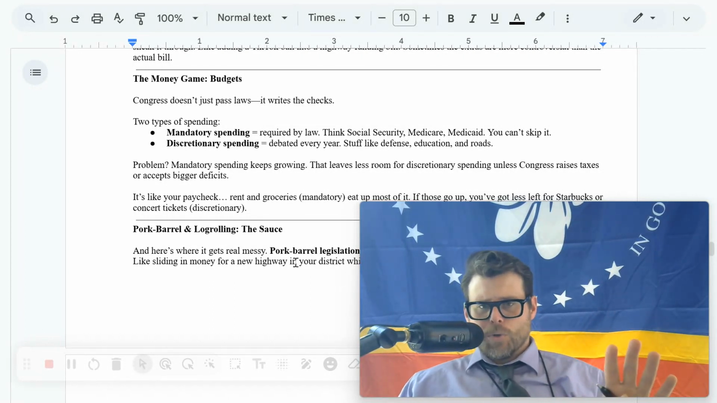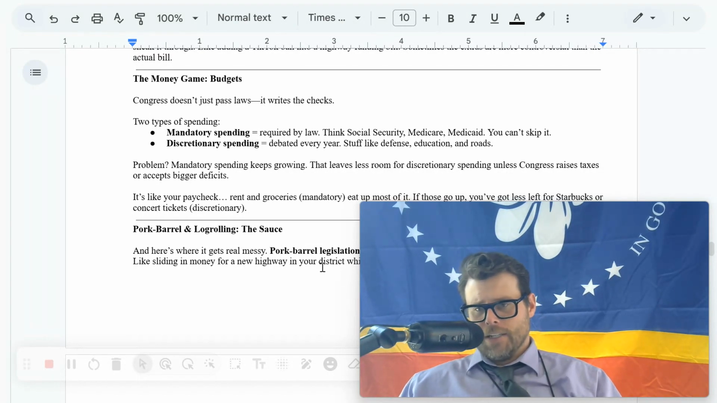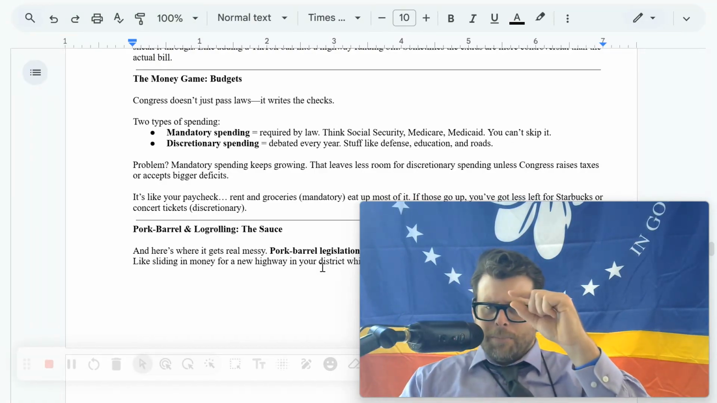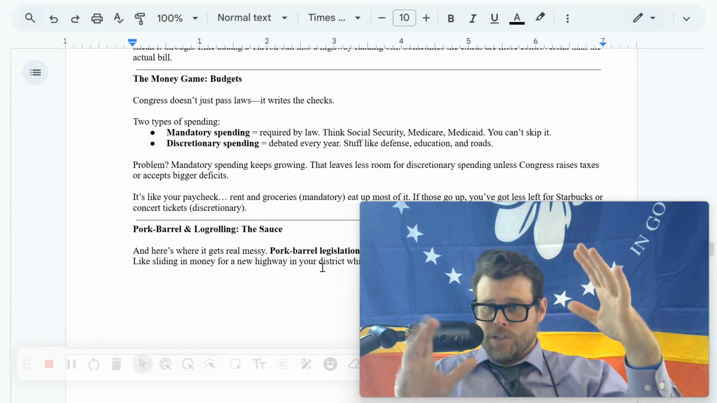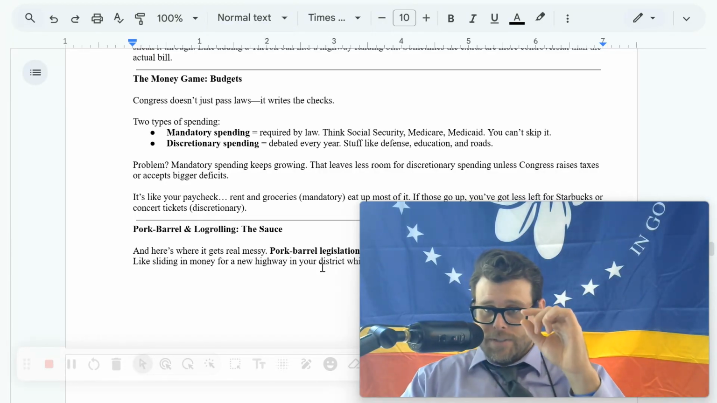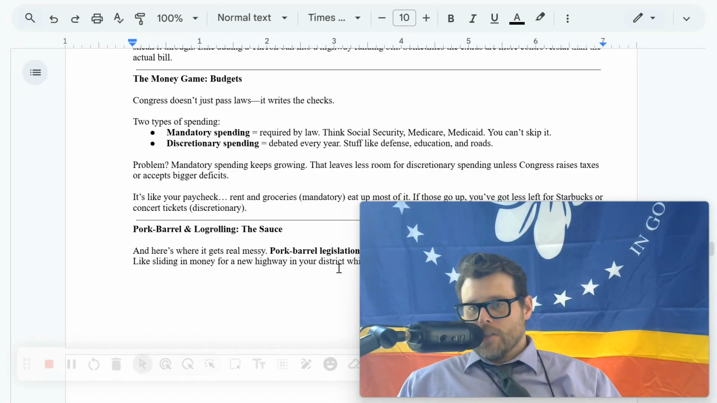Problem here, mandatory spending keeps growing, guys. It is massive. It's over $4 trillion, $4 trillion with the T. That leaves less room for discretionary spending. And so if it was a pie chart, right, back in the day, you had a very small amount of mandatory spending, most of it discretionary. Today, very little discretionary, most of it carved out for mandatory, such as Social Security and Medicare and Medicaid.